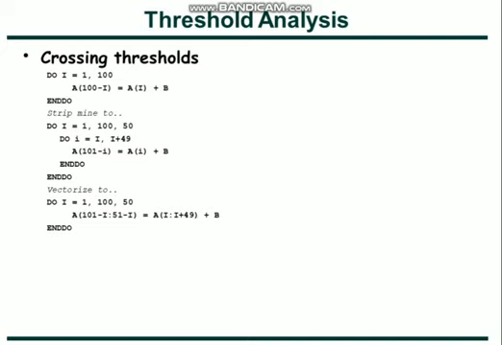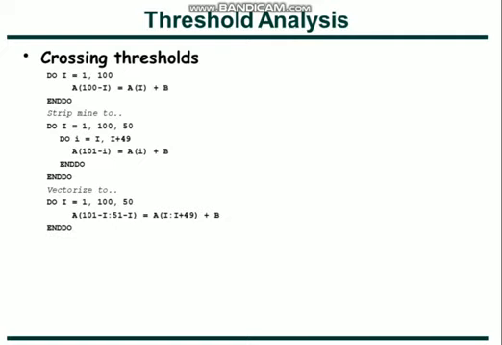In the first iteration, a of 99 is calculated by using a of 1. In the second iteration, a of 98 is calculated by using a of 2. In the third iteration, a of 97 is calculated by using a of 3. So there is no dependence in the initial few iterations. After that, in the 50th iteration, a of 50 is calculated by a of 50.